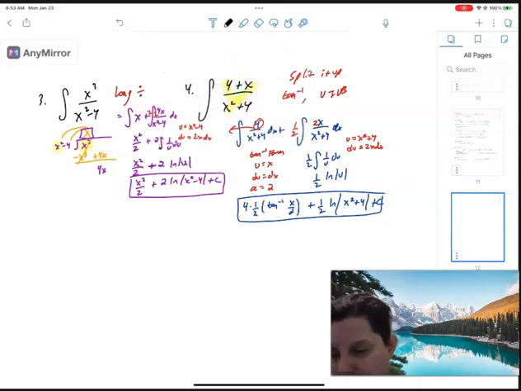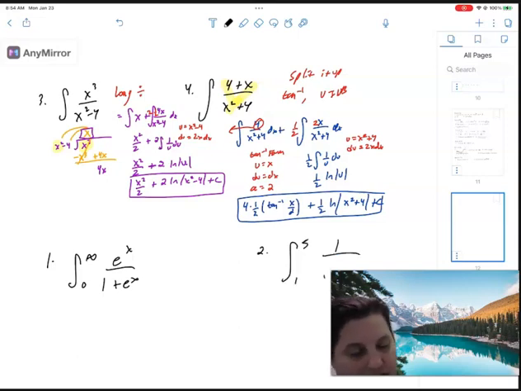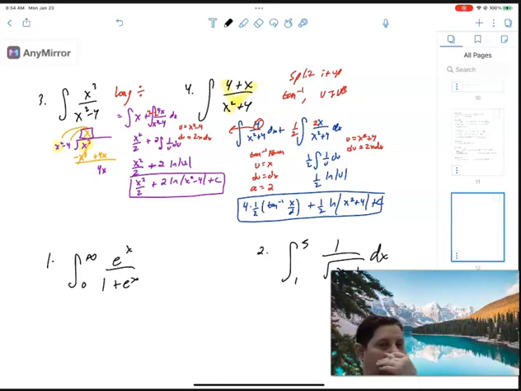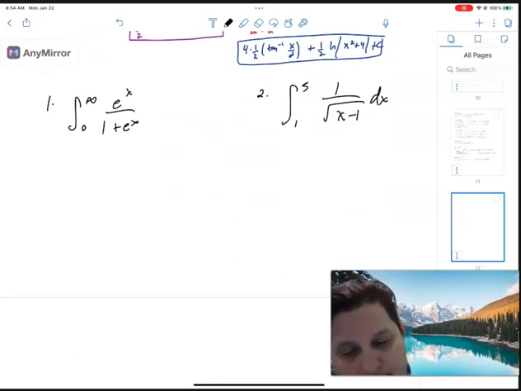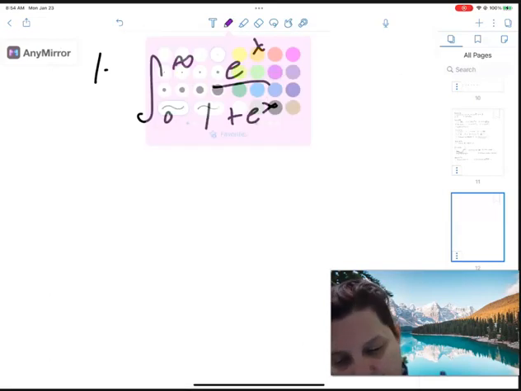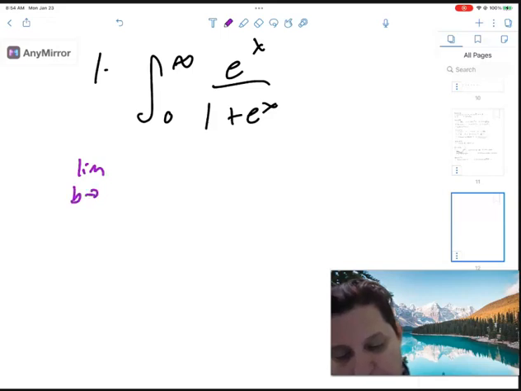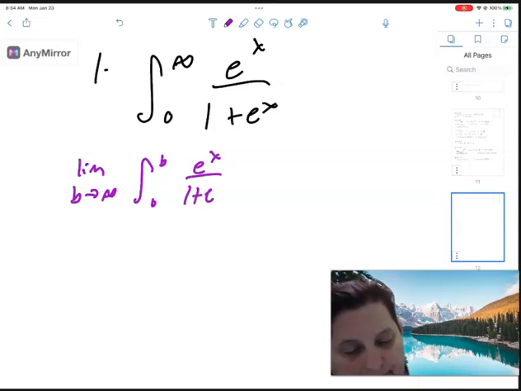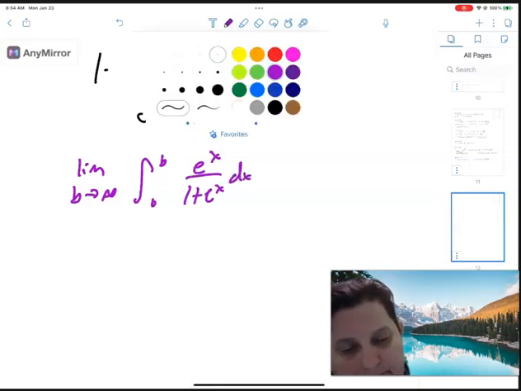These are called improper integrals. It's where it has either an infinity sign on one of the limits, or like the problem with this one, there's an asymptote at 1, and so one of the endpoints is going to an asymptote. Basically, we just have to set this up as a limit. The limit as b approaches infinity of the integral from 0 to b.